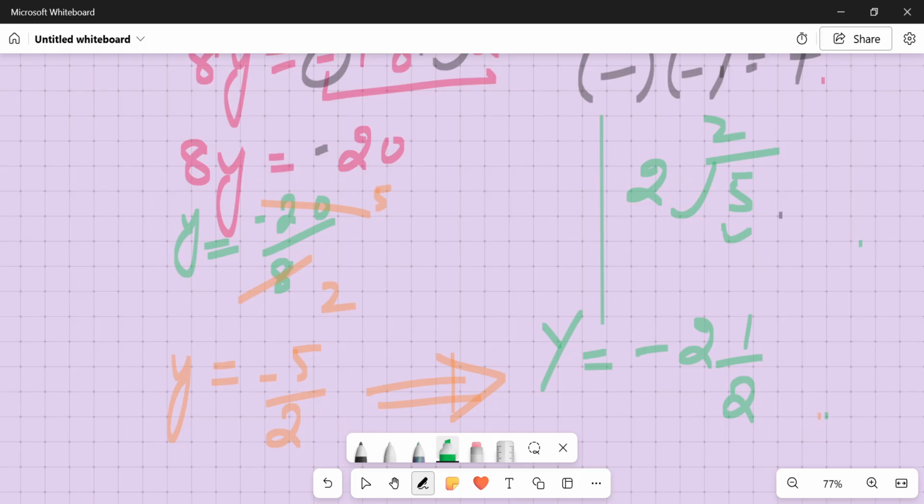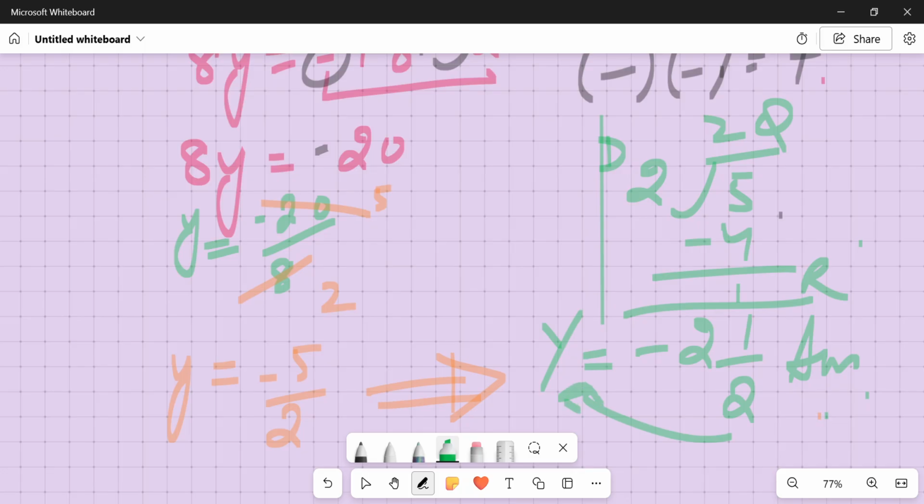2 twos are 4, and 1 remainder. So we start from the quotient. This is Q, this is R and D. You need to write the answer in the form Q, R over D. The quotient is 2, so the whole part is 2, 1 is the remainder and 2 is the divisor. Minus 2 whole 1 over 2. This is the final answer, and this is the value of y.